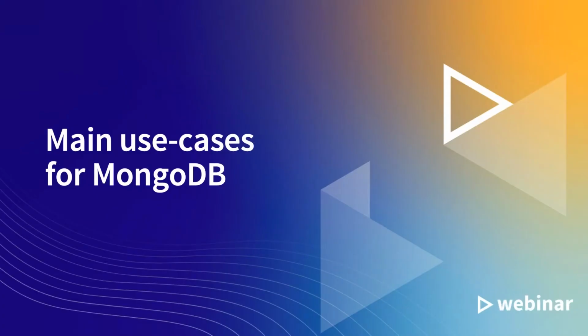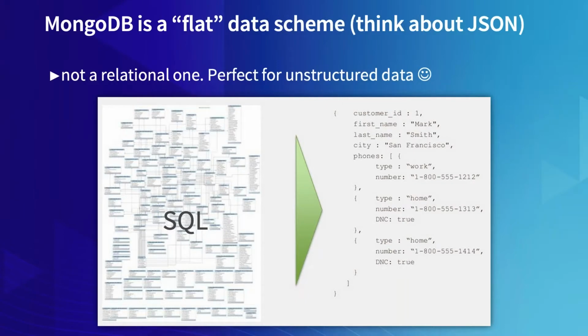So we discussed public cloud and what MongoDB offers. What are the use cases with MongoDB? If you are not familiar with it, MongoDB is, let's say, a flat data scheme. It's like JSON. It's compared to classic MySQL or PostgreSQL or relational databases, where in fact you have tables with columns, lines, with relations everywhere.